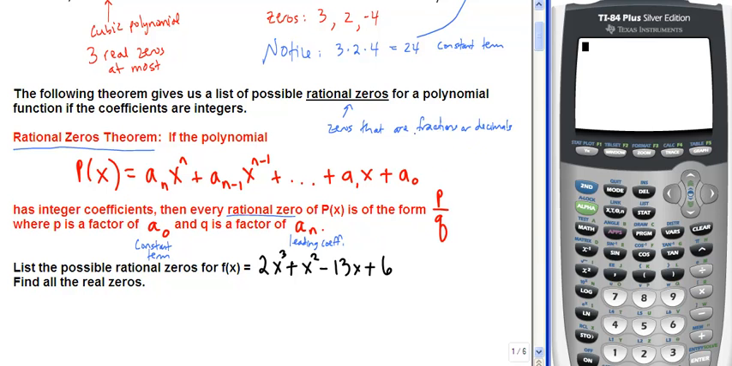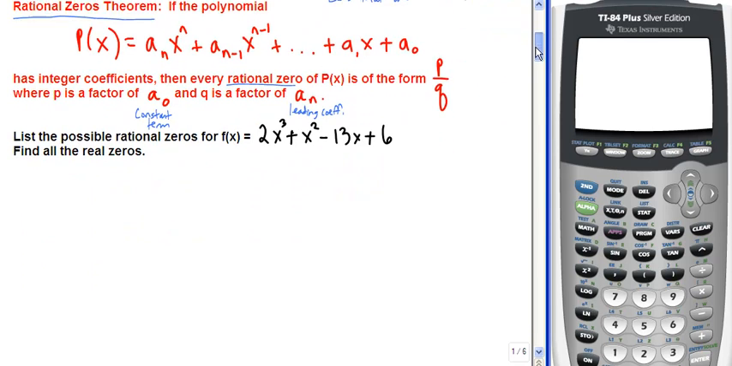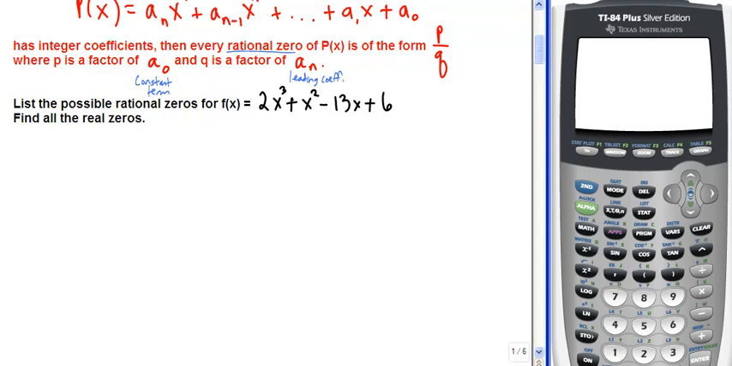So this is not going to find us zeros that would be irrational, like pi or square root of 2 or something like that, and it's not going to find us any zeros that would be complex. But it is a pretty nice theorem to use to help sort of narrow down the possible rational zeros that might exist. So let's see how this theorem works in action.